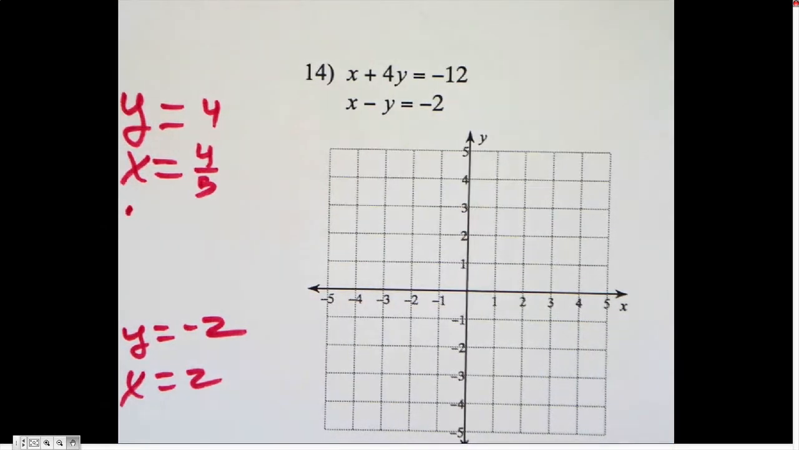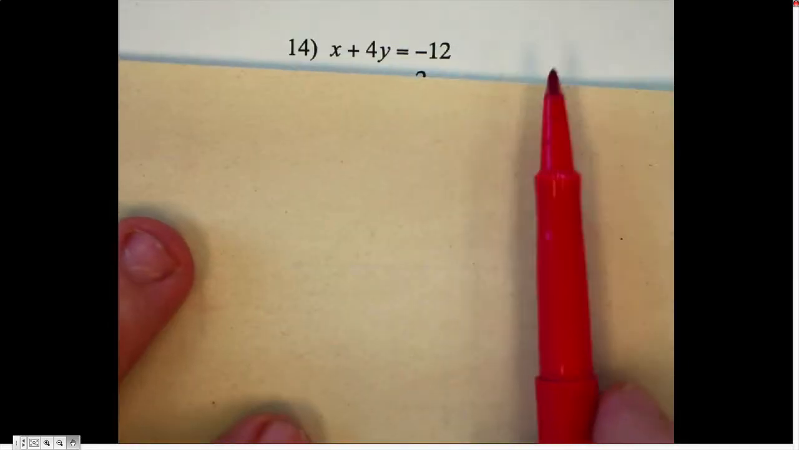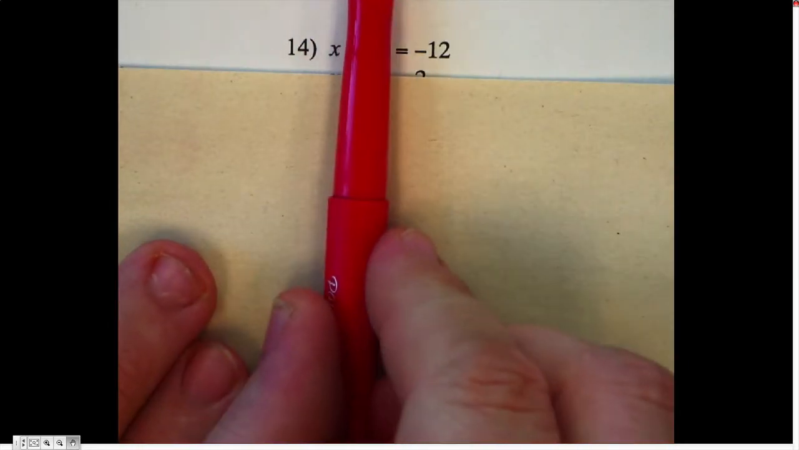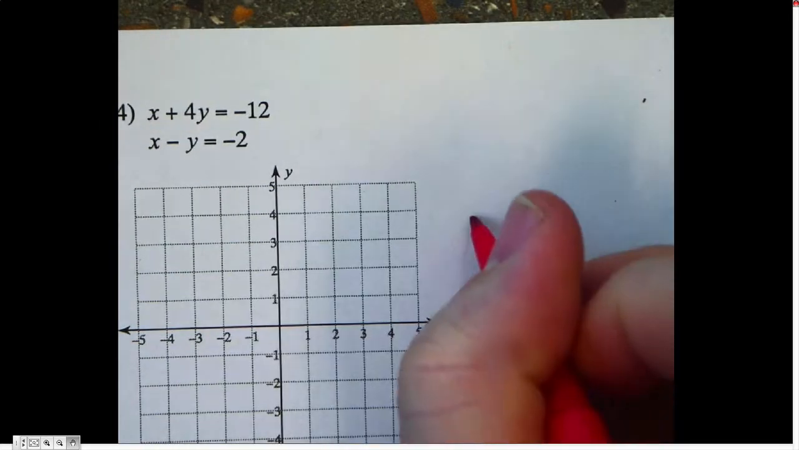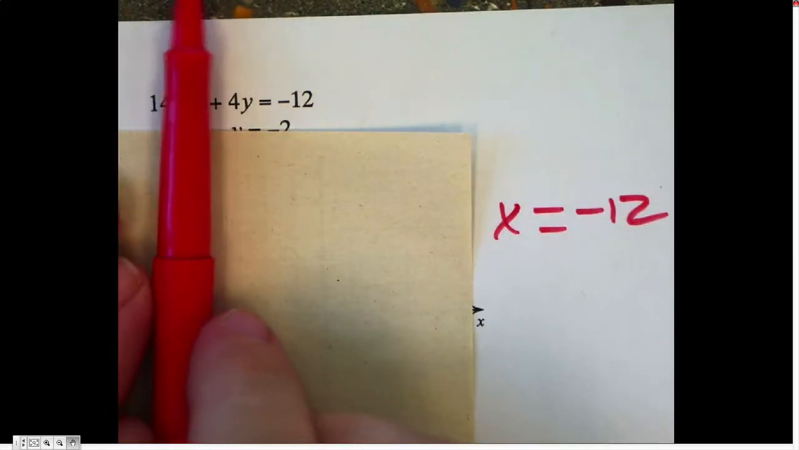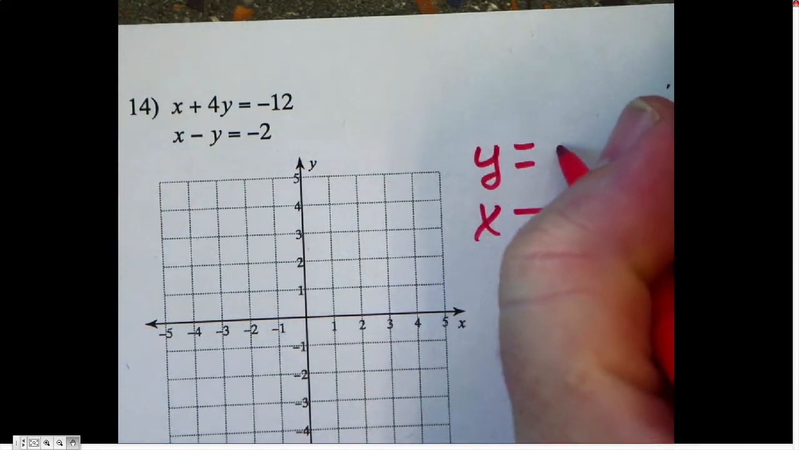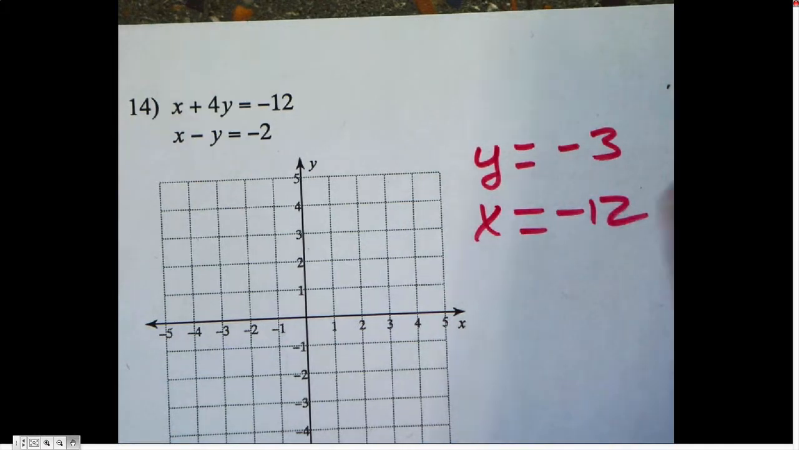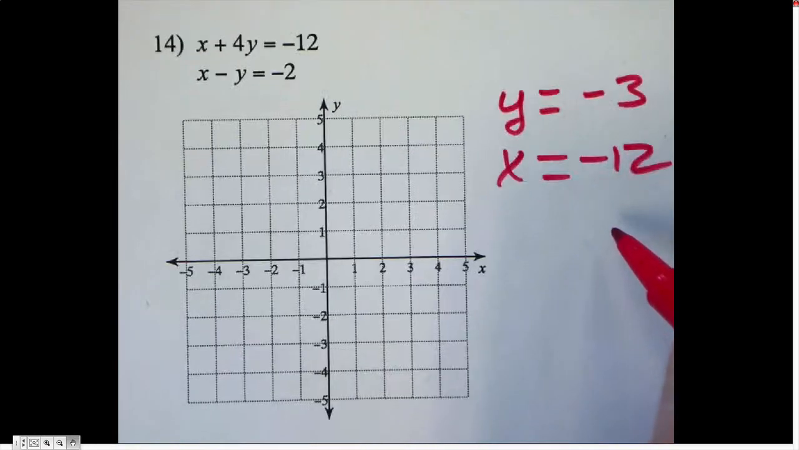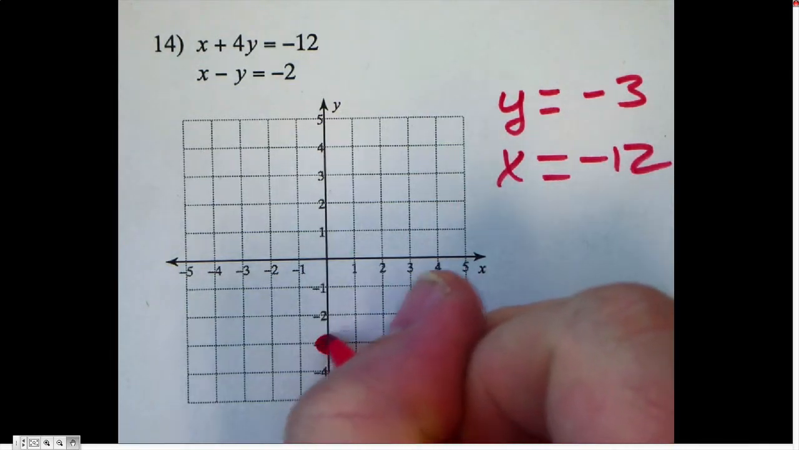And number 14. When we just work the top one, we see x equals negative 12. And now let's solve for y. Y equals negative 3. Okay, I can't graph the negative 12. My graph doesn't go that far, but I can do the negative 3 right here.